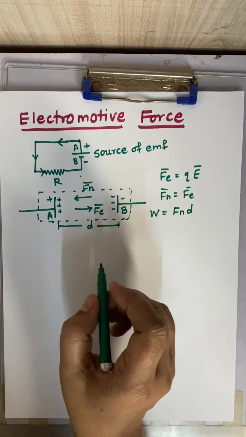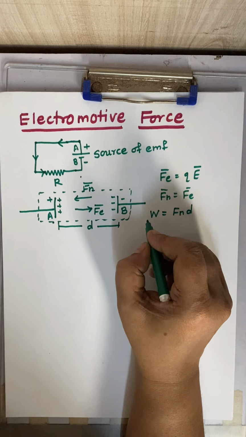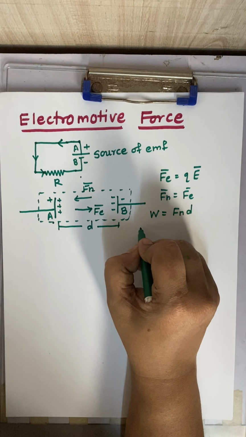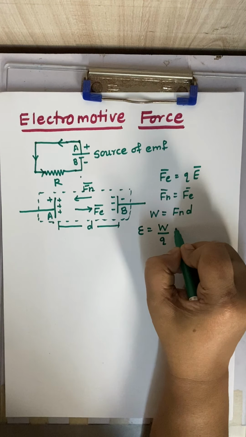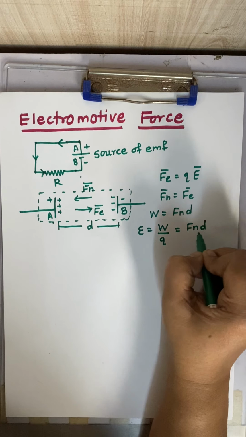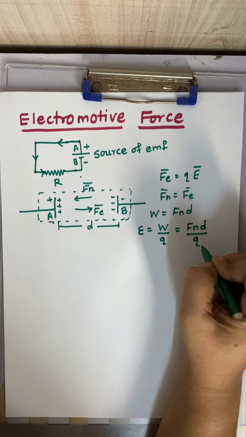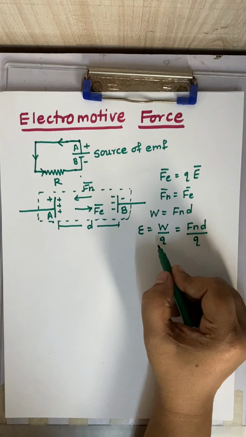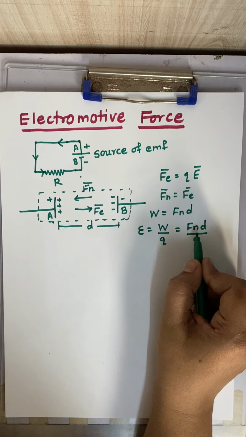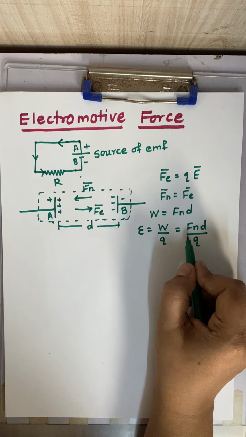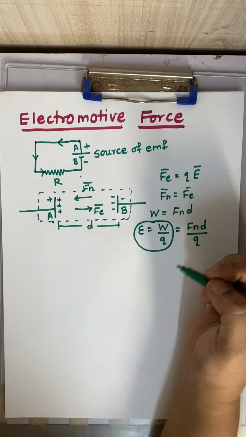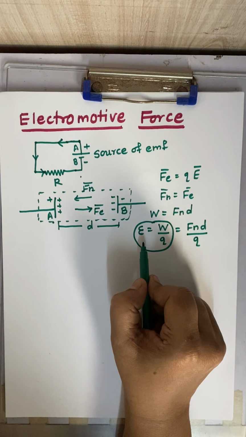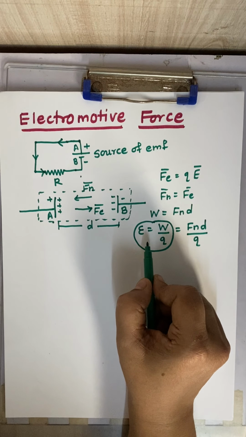So we can say that this work done per unit charge is nothing but the potential. We have studied that. So EMF E is equal to work done per unit charge. How much is the work done? Fn into d is the work done, divided by Q. So W is equal to Fn into d, and E is equal to W by Q. This E is called the electromotive force, or EMF, of the battery or any other source.